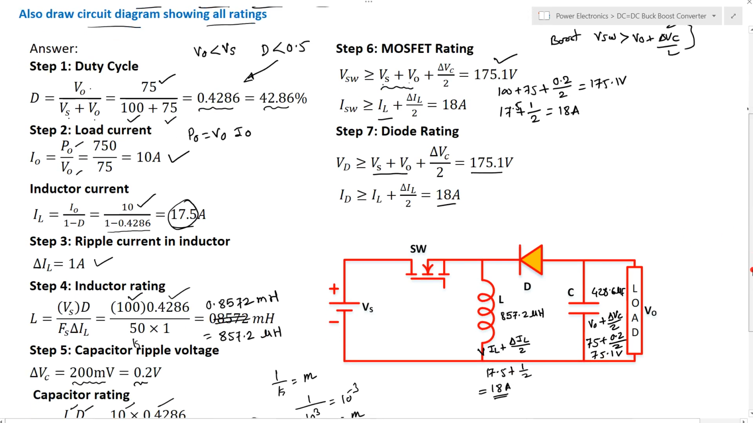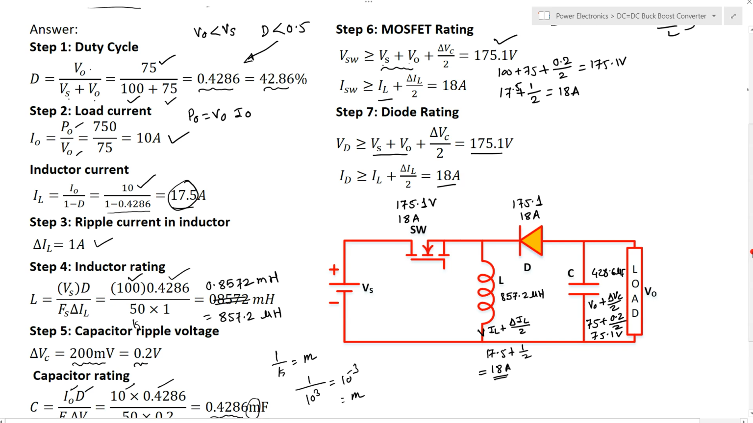So let us write down the switch rating. The minimum required rating is 175.1 volt with a current of 18 ampere. Similarly, the diode is also 175.1 volt and the current is 18 ampere. So we have to choose the diode and MOSFET such that their rating is greater than this. Then only the circuit will be sustained. Otherwise, the circuit may burn out.